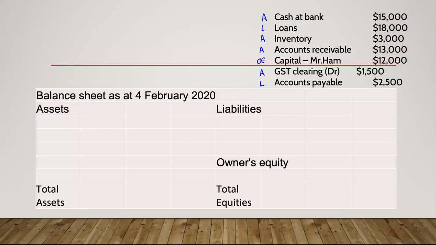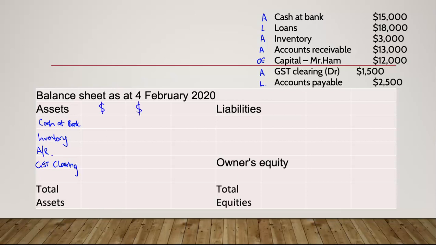We're just going to find all of our assets and write in the headings. Cash at bank, inventory. I'm going to do some shorthands for the sake of the video. Accounts receivable and GST clearing. Now there is some logic behind which one goes first, but let's not worry about it too much. What do we then do? We put all of the totals in. And what there probably should be here is two dollar signs.